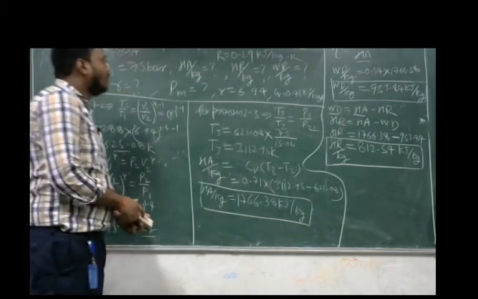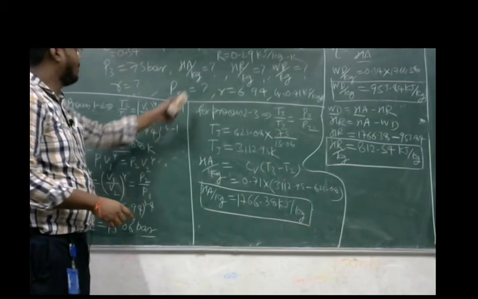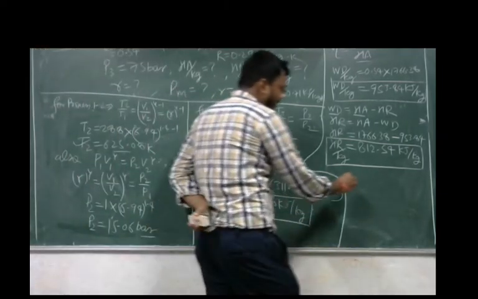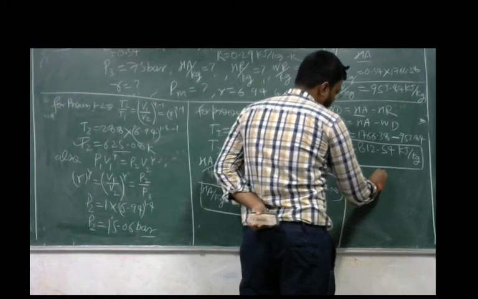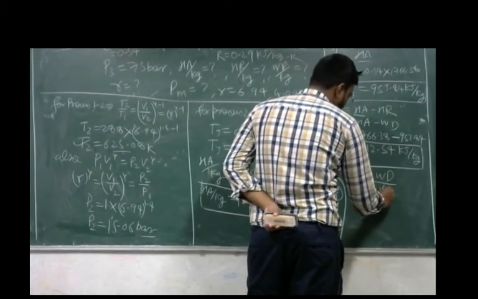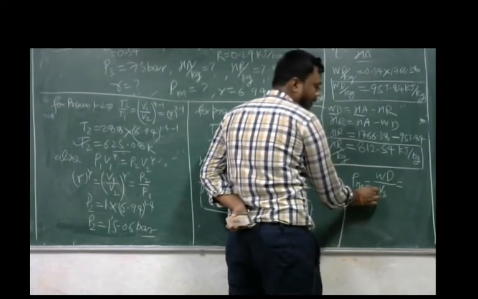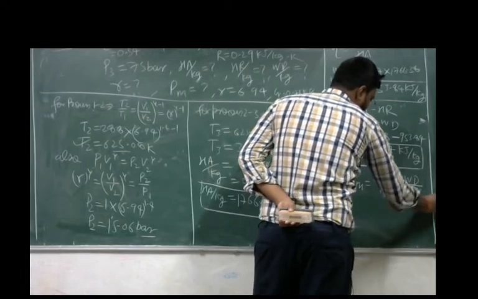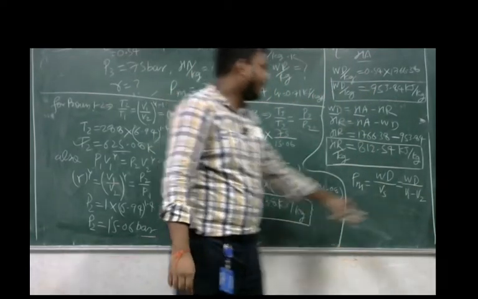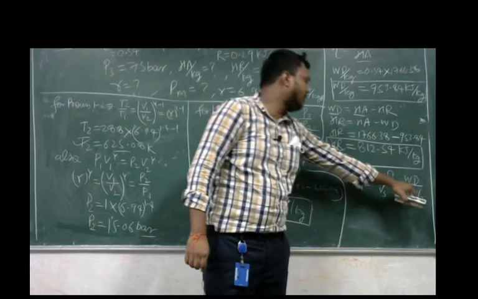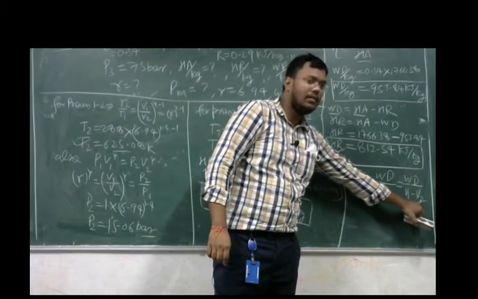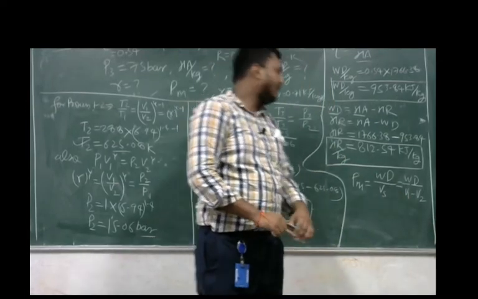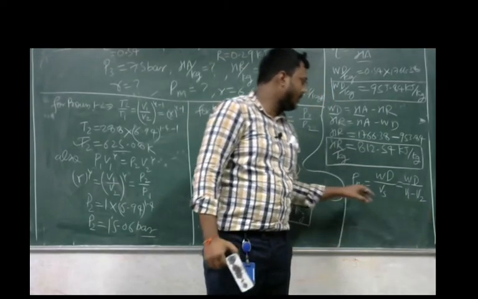Okay. Now the question is asked about mean effective pressure. So we know the formula of mean effective pressure. Mean effective pressure Pm is equal to work done by Vs, the stroke volume, or we can say work done by V1 minus V2. So work done we have calculated here, but we don't know the value of V1 and V2. So V1 and V2 we need to find out to calculate the mean effective pressure.